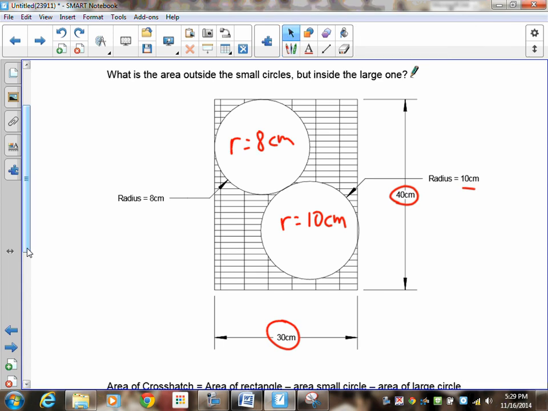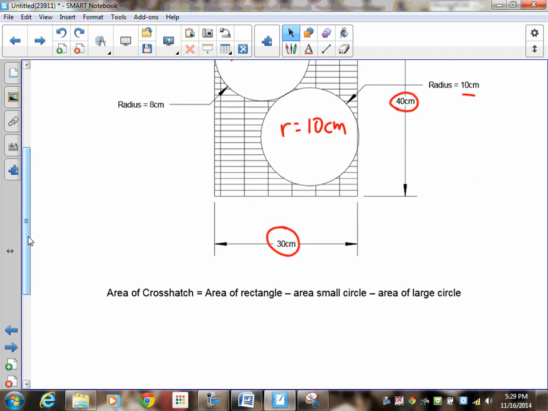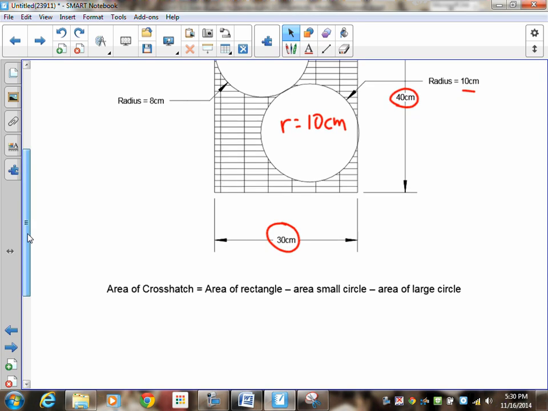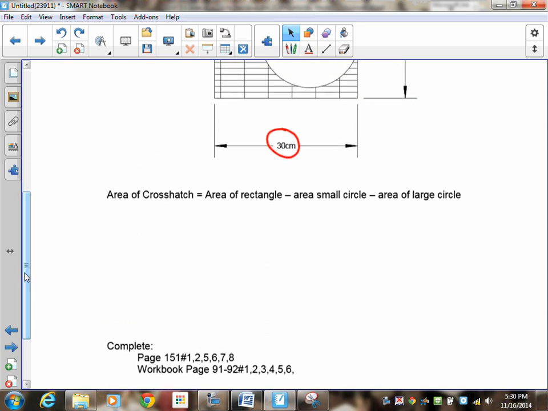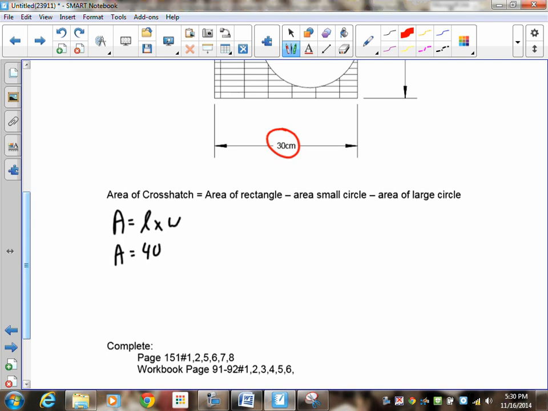So the overall plan is I've got to find the area of the crosshatch. That's going to be equal to the area of the rectangle, take away the area of the small circle, and also taking away the area of the large circle. So let's have you pause the recording and try that question. All right. First off, let's start with the area of the rectangle. The area of the rectangle is length times width. So I've got 40 times 30. So that is 4 times 3 is 12 and 2 zeros. So there is my area of my rectangle.